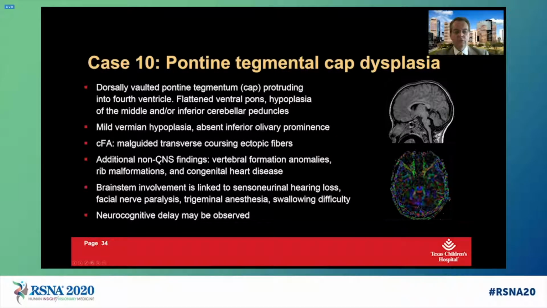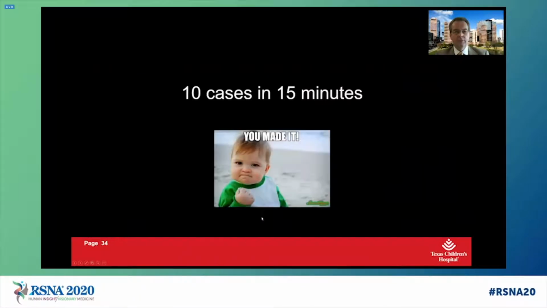You can have additional findings outside of the central nervous system involving the vertebral column, the ribs, or congenital heart disease. And due to the primarily brainstem involvement, you can have lesions and symptoms secondary to involvement of the brainstem, like sensorineural hearing loss, facial nerve palsy, trigeminal anesthesia, and swallowing difficulties. And neurocognitive delay may also be observed.